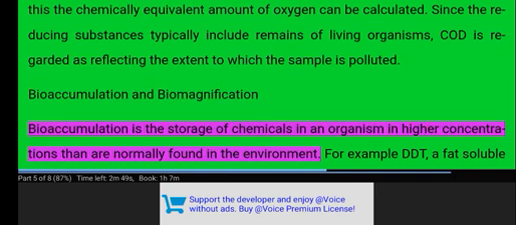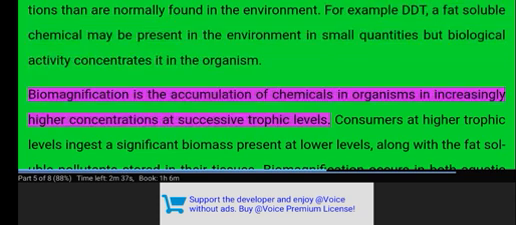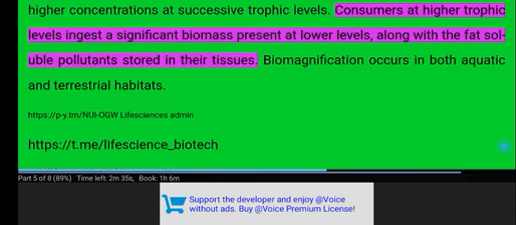Bioaccumulation and biomagnification. Bioaccumulation is the storage of chemicals in an organism in higher concentrations than are normally found in the environment. For example, DDT, a fat-soluble chemical, may be present in the environment in small quantities, but biological activity concentrates it in the organism. Biomagnification is the accumulation of chemicals in organisms in increasingly higher concentrations at successive trophic levels. Consumers at higher trophic levels ingest a significant biomass present at lower levels, along with the fat-soluble pollutants stored in their tissues. Biomagnification occurs in both aquatic and terrestrial habitats.